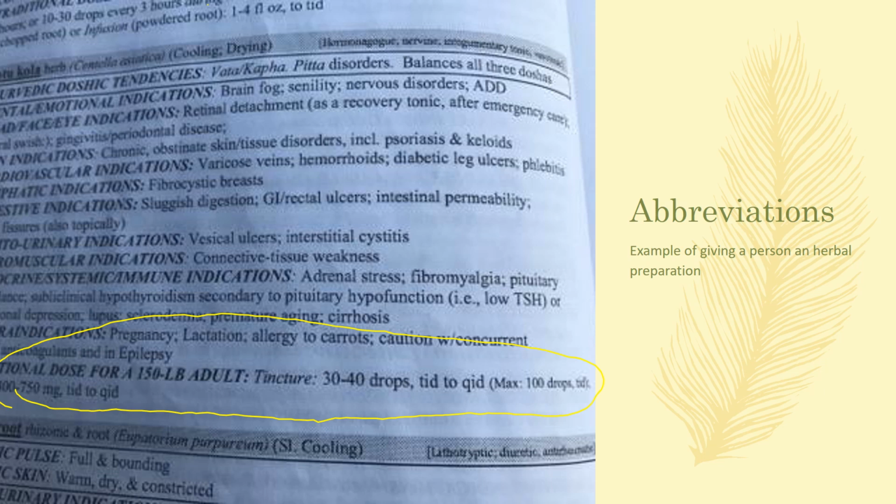Because of how verbose the language can be, it could really take up the whole page. So breaking it down into abbreviations really helps with condensing the information so that it's not overwhelmingly spread across the page. And those are the abbreviations that can be used when it comes to herbal preparations.